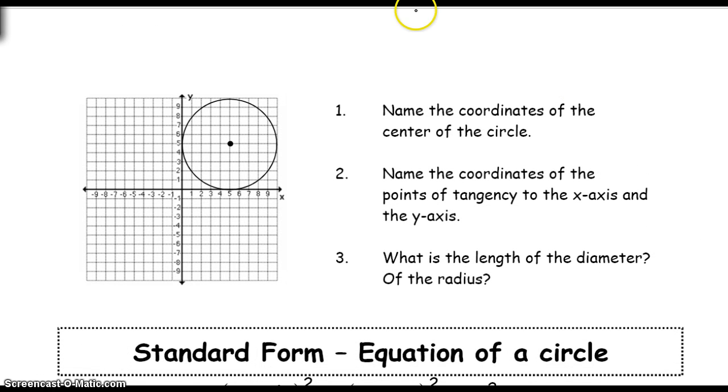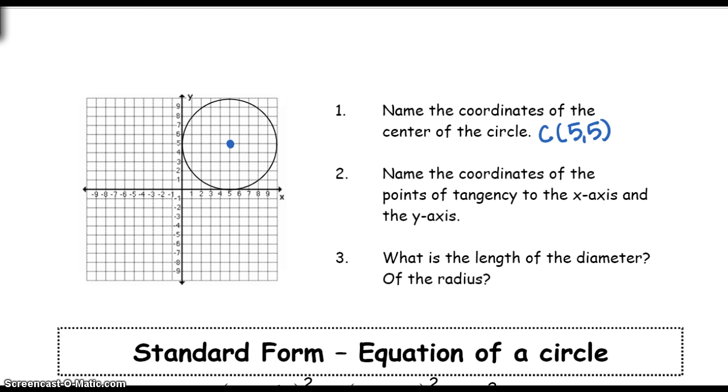Name the coordinates of the center of the circle. So the center of the circle, we go over 5 on x and we go up 5 on y. So our center here would be (5, 5). Now I tend to put a little c in front of it so I know when I'm looking back that it is the center.